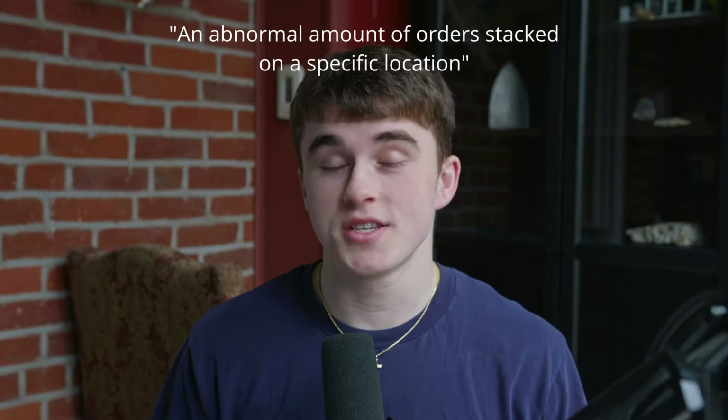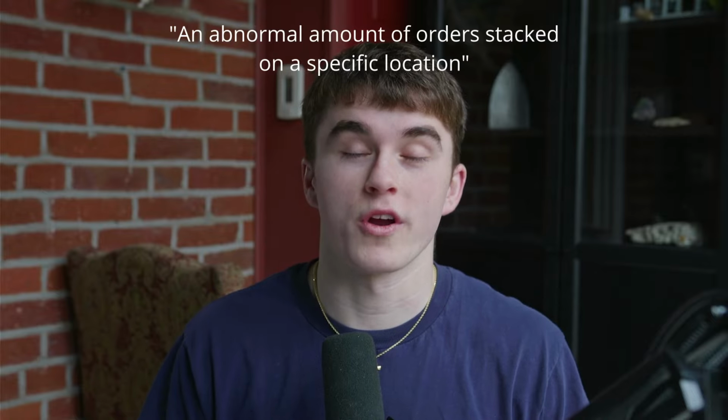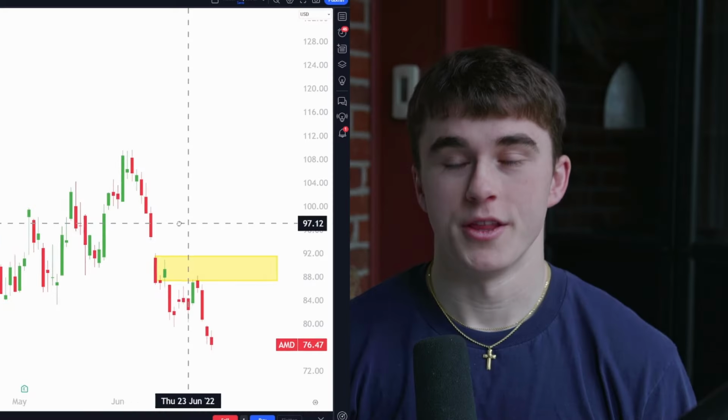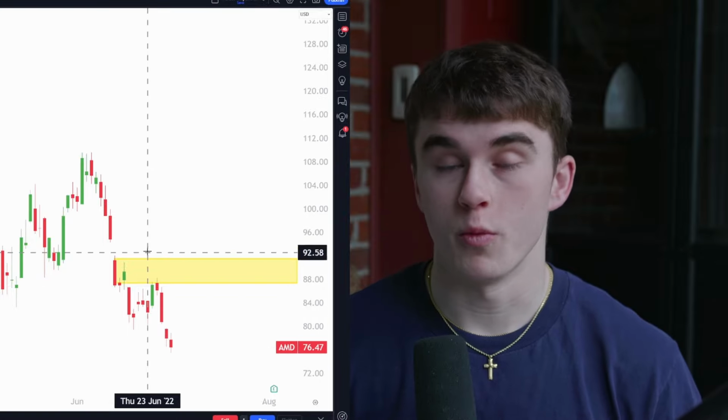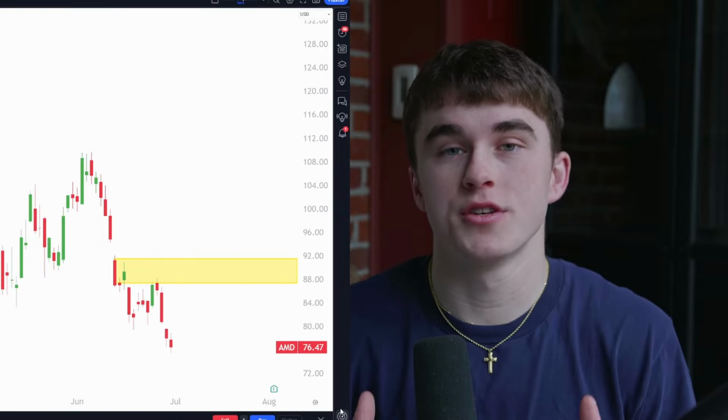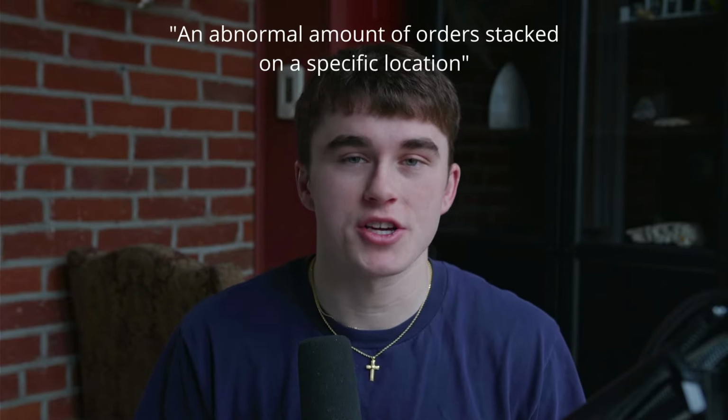So first, whether you're a beginner or an advanced trader, I don't care. We have to establish what are liquidity zones in 2024. Liquidity zones are a location on a chart where an abnormal amount of orders sit. And the reason I'm using the term abnormal is because there's orders everywhere on a chart, but we as traders like to focus on the areas of the chart where there's likely to be a reaction or move off of.